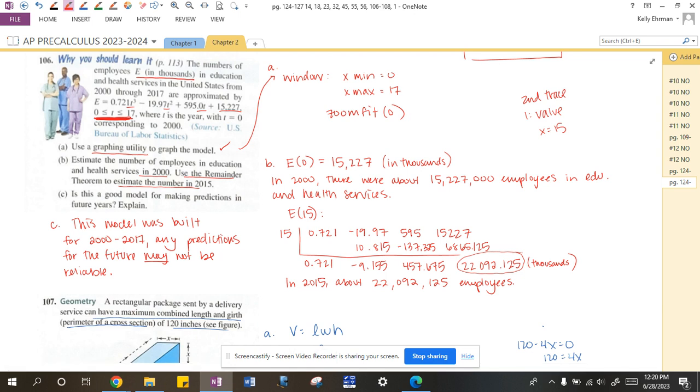Now, Part C is open to interpretation, and this kind of goes to any of you taking stats this year or next year. Is this model good for making predictions in future years? That's something called extrapolation. Extrapolation is not always inaccurate, but I don't know anything about this model outside of other years, and I also don't know about its correlation for the current years. So all I can say is this model was built for 2000 to 2017. We don't know if it's reliable for predictions in the future. So I said may not be. It could be great for future years, but it might not be, and we don't know.